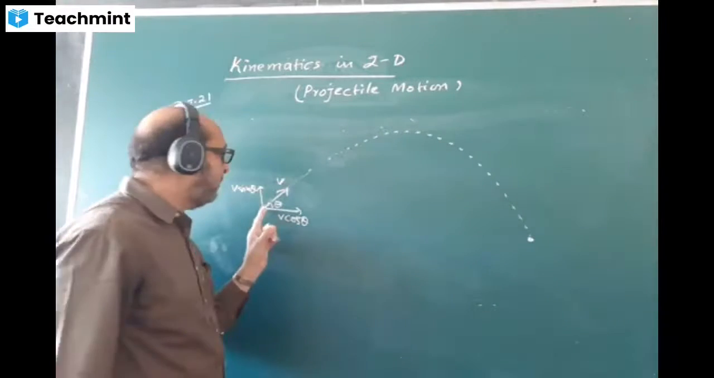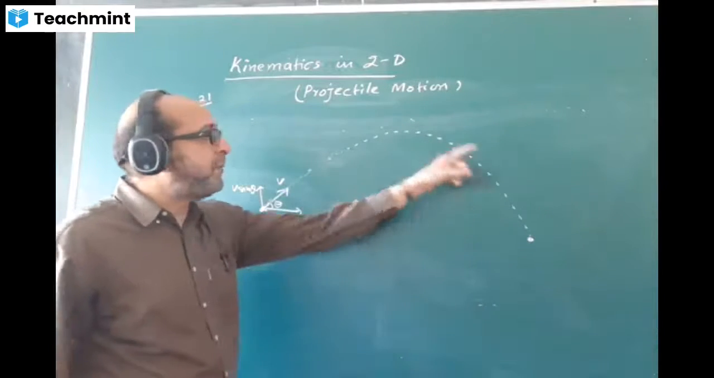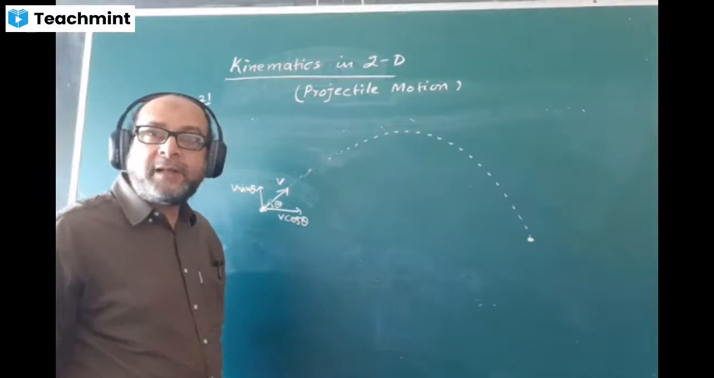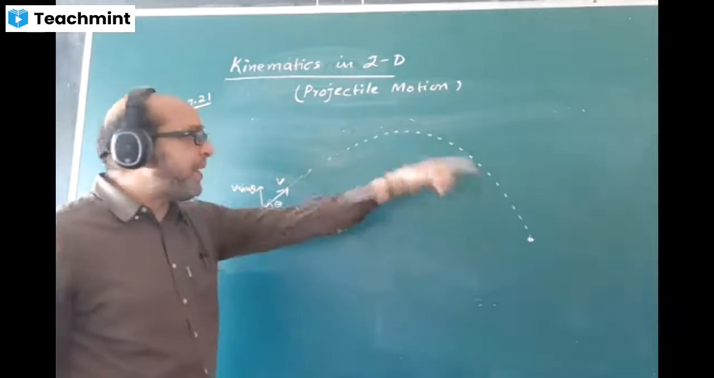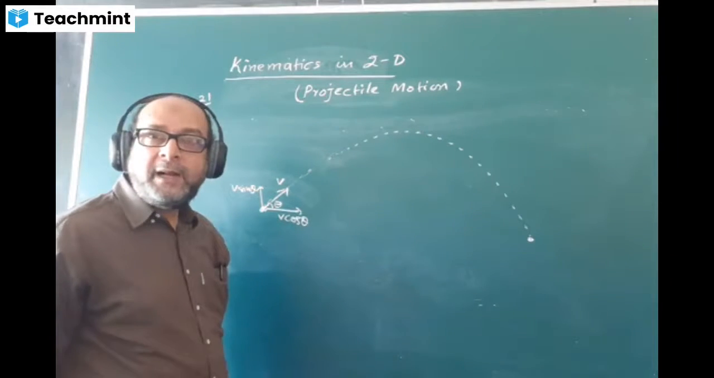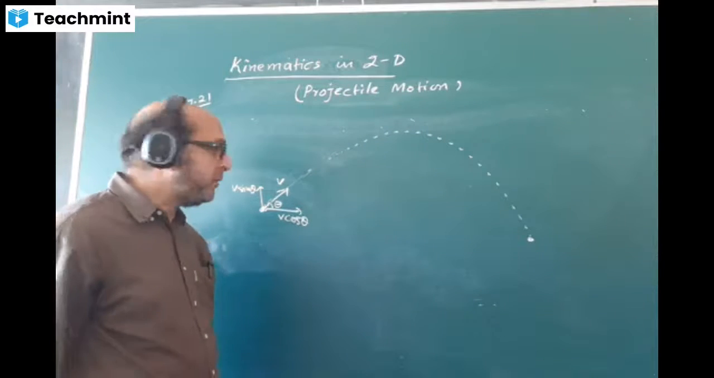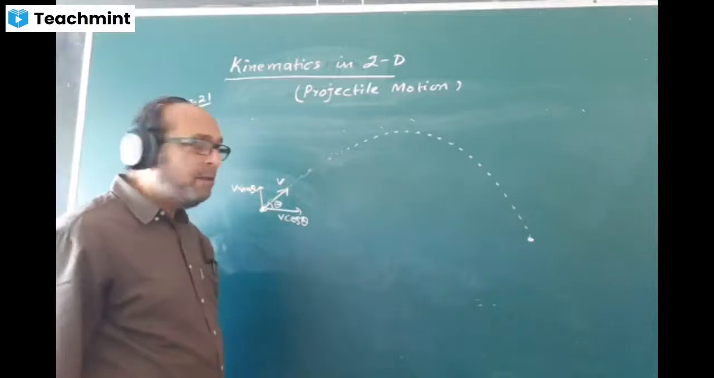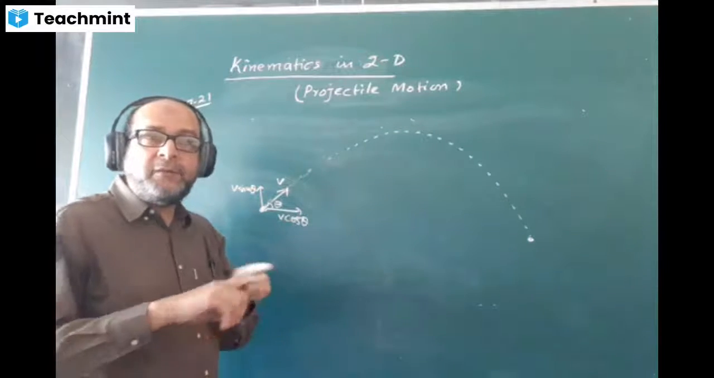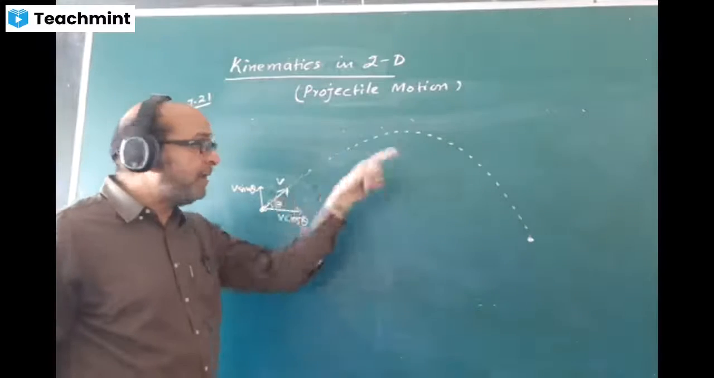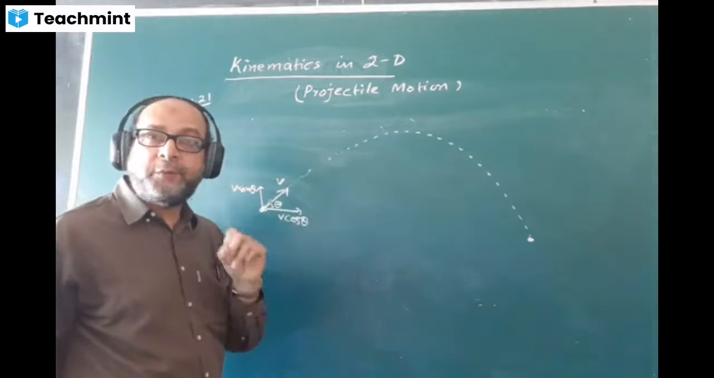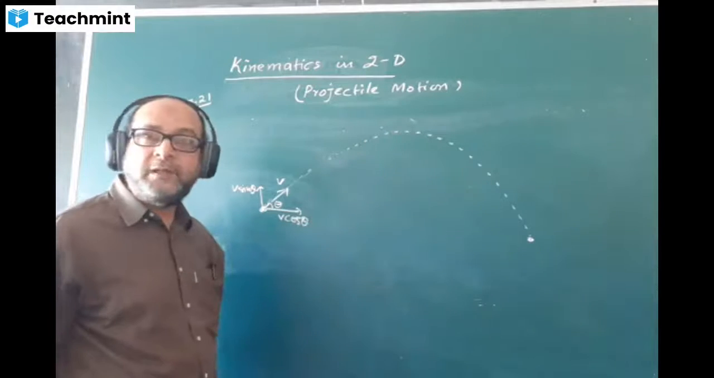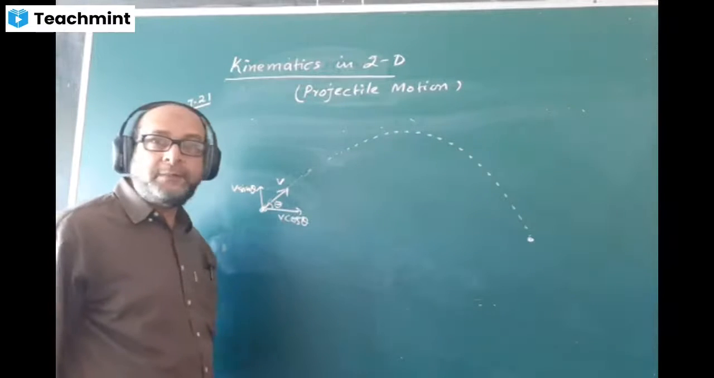Such a path which the body acquires is called parabolic. The body acquires a parabolic path. This figure is called a parabola, and the adjective is parabolic. The path becomes parabolic because of simultaneous vertical and horizontal motion. I'll prove this mathematically later on. So first we learn this concept.